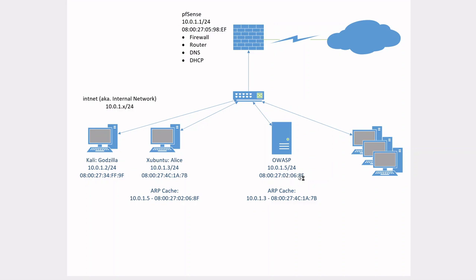Once that happens, to reduce the amount of broadcasting down the road, Alice is going to put the resolution in her ARP cache, in her memory. So Alice will say 10.0.1.5 is this MAC address, and vice versa. Whoever responded is going to keep track of who made that initial request.